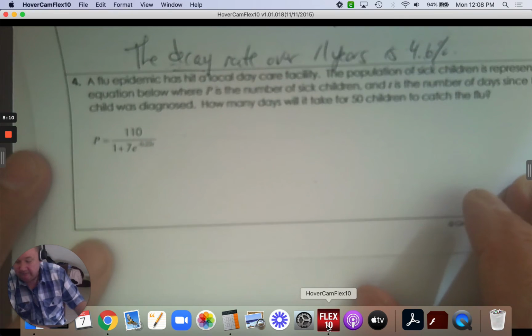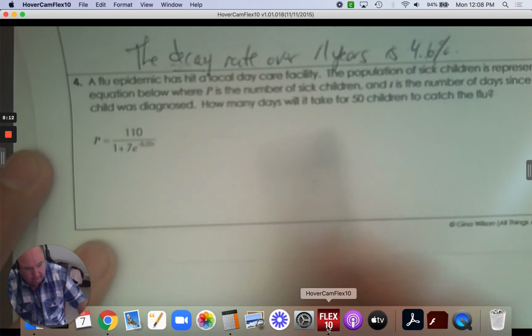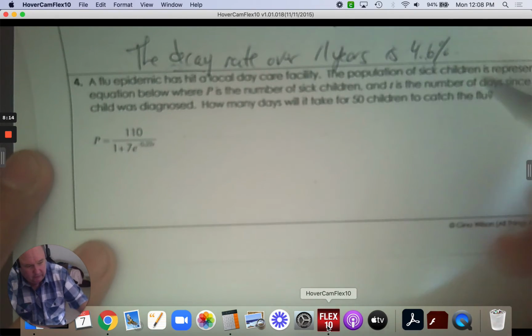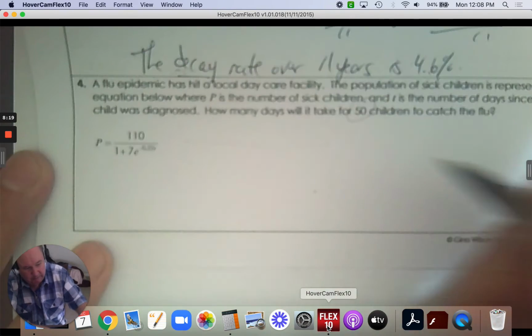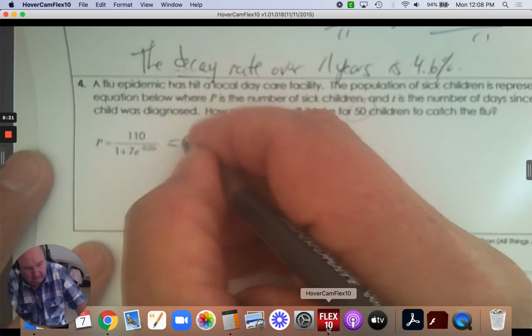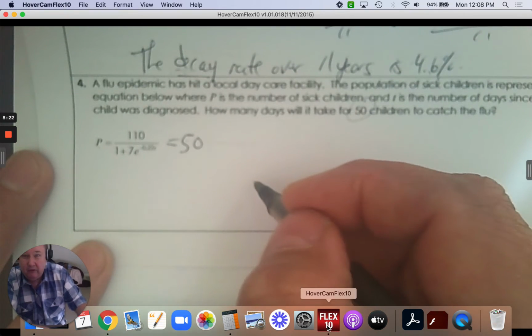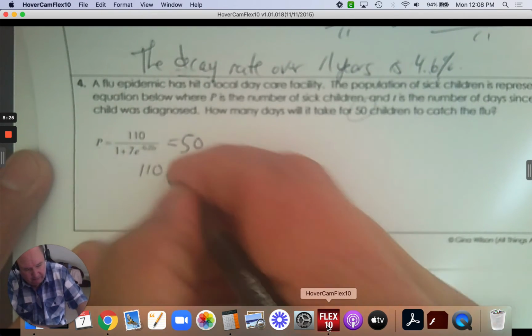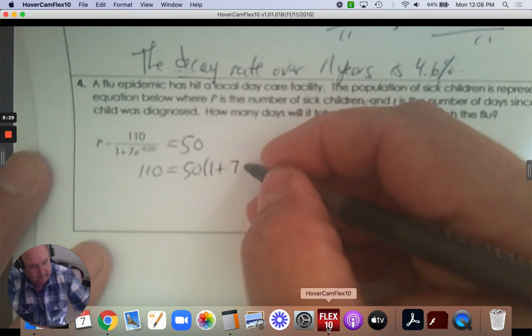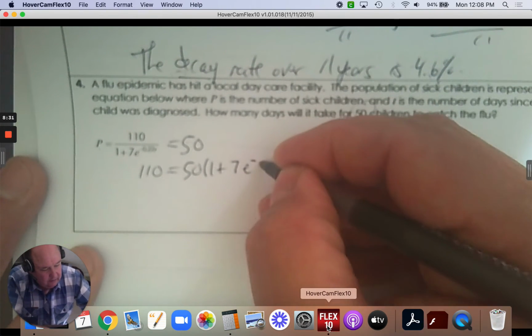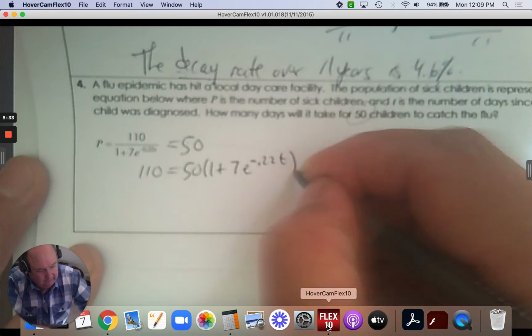All right. So here's our growth model we're using. How many days will it take for 50 children to catch the flu? That's what P is. So we're going to make it equal to 50, and then we're going to solve this equation. So we're going to multiply both sides by the denominator, 1 plus 7 times e to the negative 0.22t.